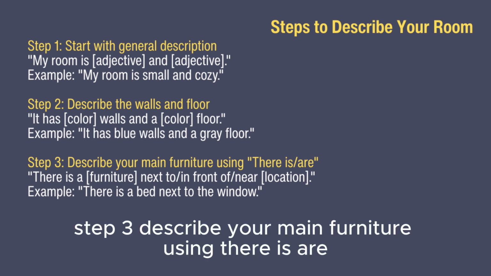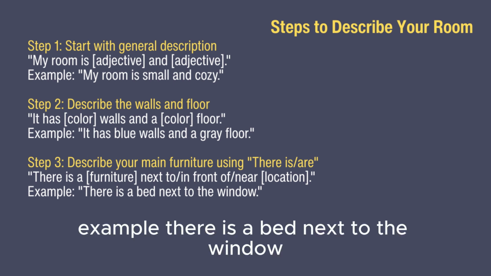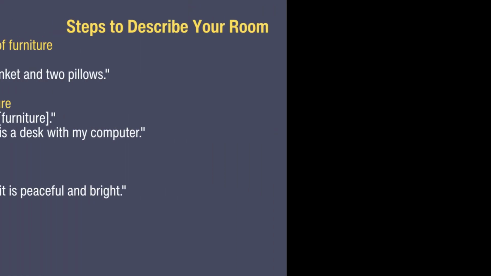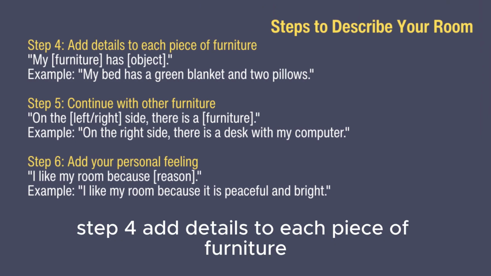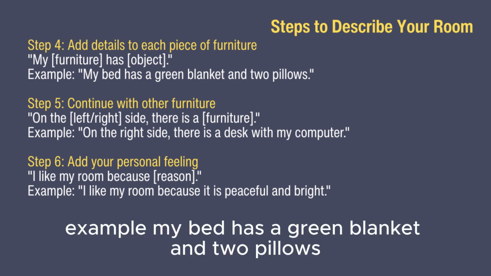Step 3. Describe your main furniture using there is, there are. There is a furniture next to, in front of, near location. Example, there is a bed next to the window. Step 4. Add details to each piece of furniture. My furniture has object. Example, my bed has a green blanket and 2 pillows.